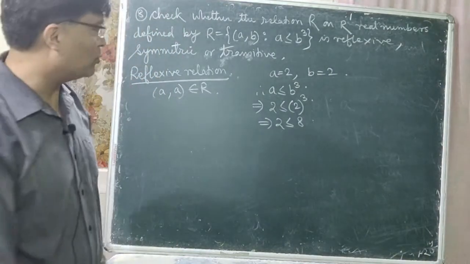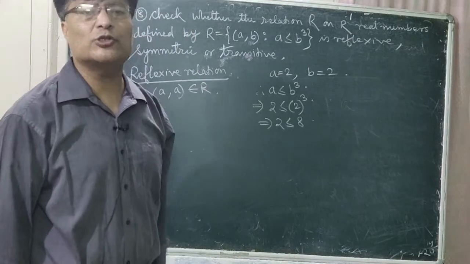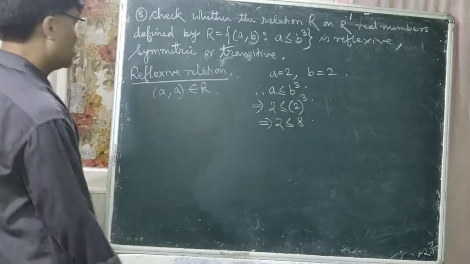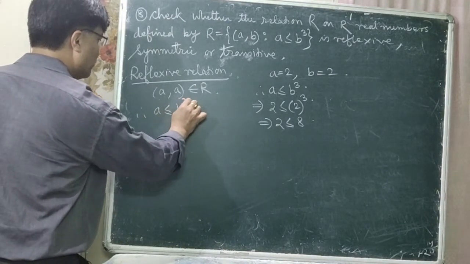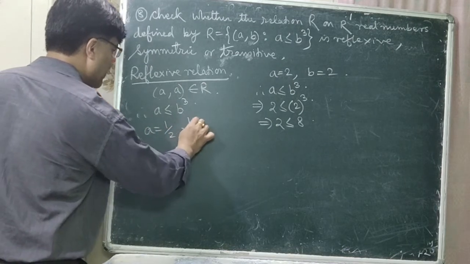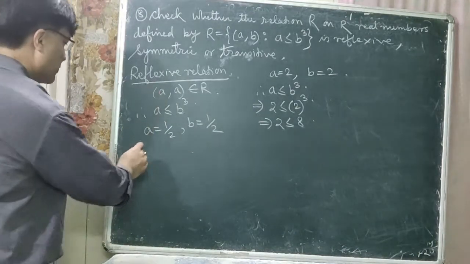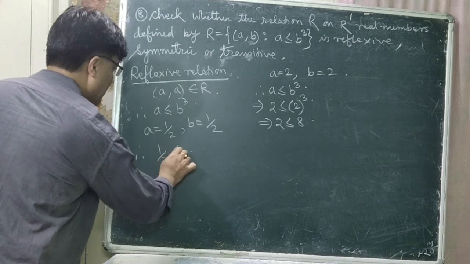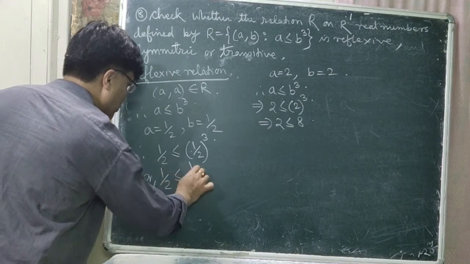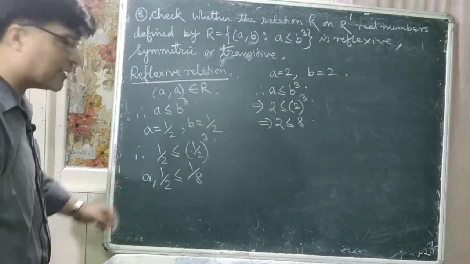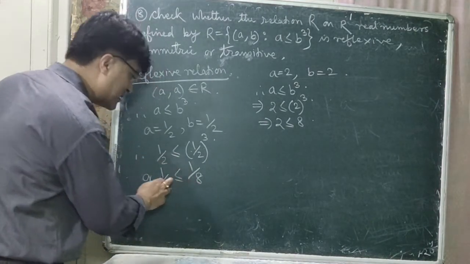Now we check in fractions. We must check in fractions also, because a fraction is also a real number, you know that, isn't it? So now we check in fractions. So now a less than or equal to b cube. Let us put a is equal to half, b is equal to half. (Half, half) should belong to the relation R. Let us check it. So a is half less than or equal to half whole cube, right? So half less than or equal to 1 by 8. Which one is greater here? Half is greater than 1 by 8. Okay? Is 1 by 8 greater than half?